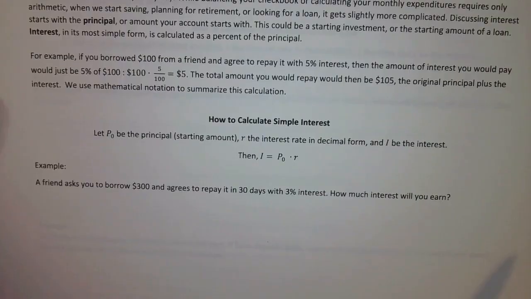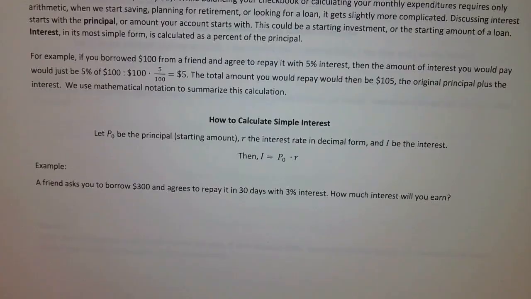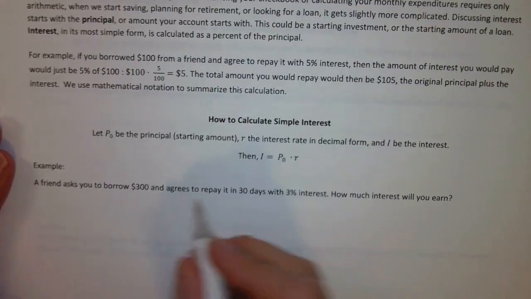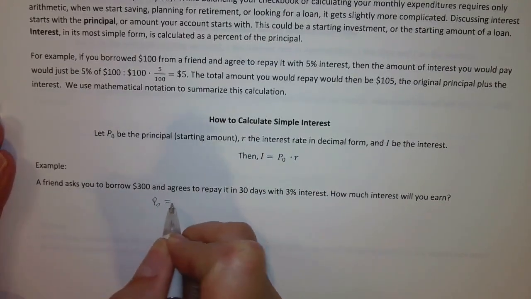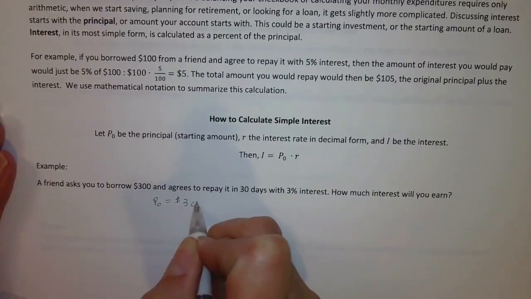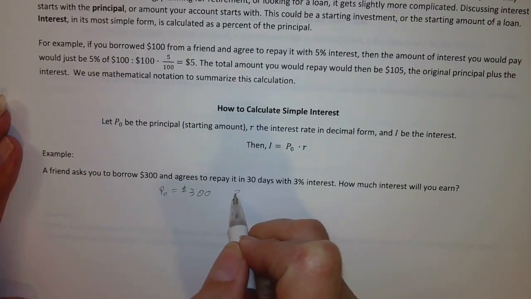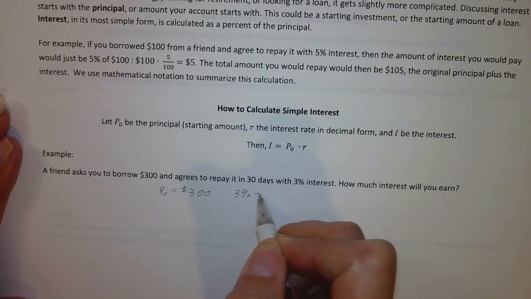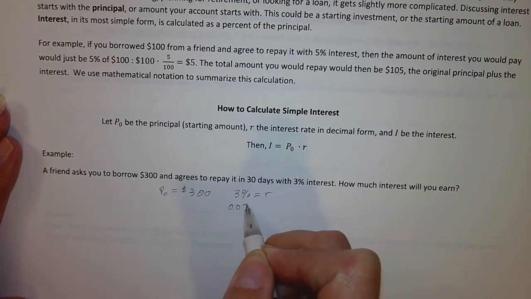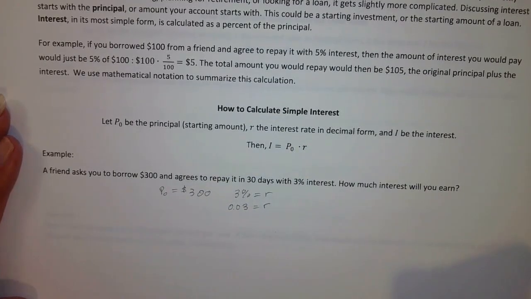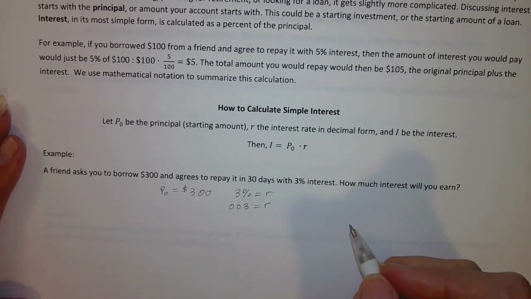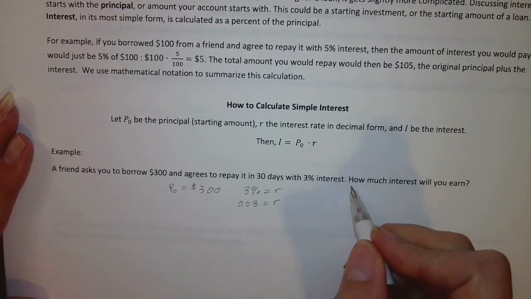A friend asks you to borrow $300 and agrees to pay it back in 30 days with 3% interest. How much interest will you earn? My principal is $300. 3% is my rate, but that's the same as 0.03, because we have to use a decimal when we do calculations with interest. And they want to know how much interest you will earn.